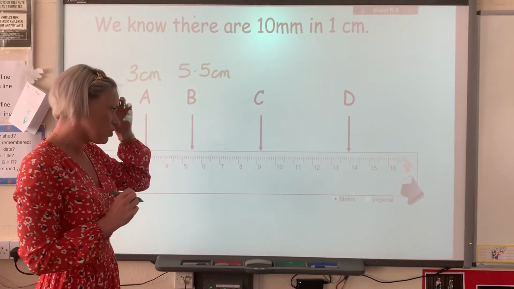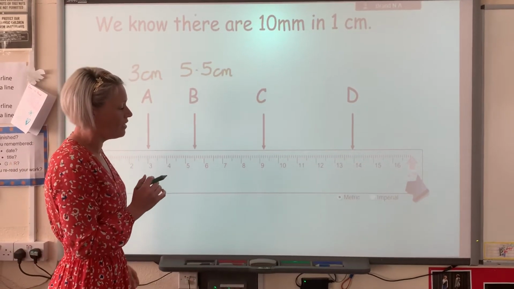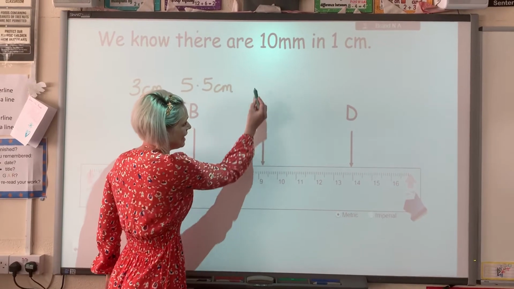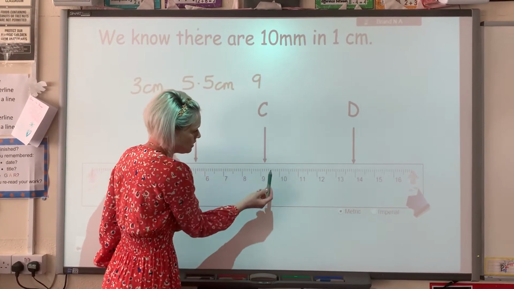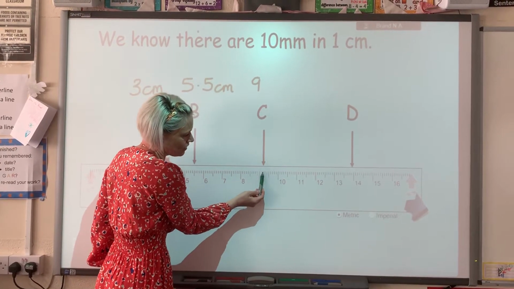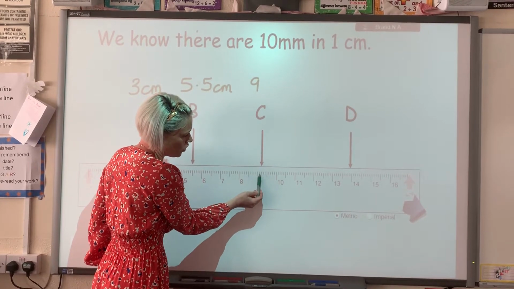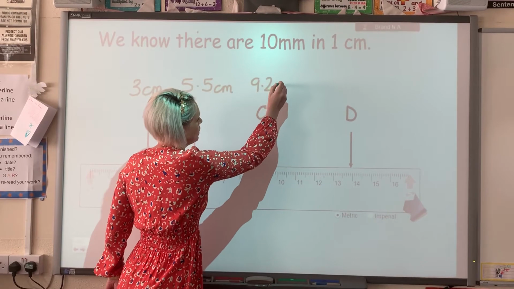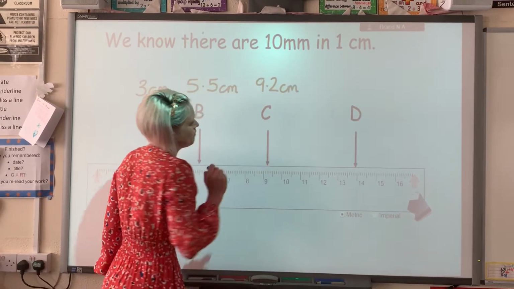C. Now this is a bit trickier because it's not halfway, but it's not on the full centimetre either. So we've gone past 9, so we know it's 9 centimetres. So we just count the little ticks. So it's 1, 2. So I would write 9.2 centimetres, remembering my units.